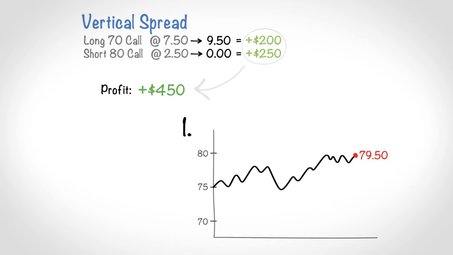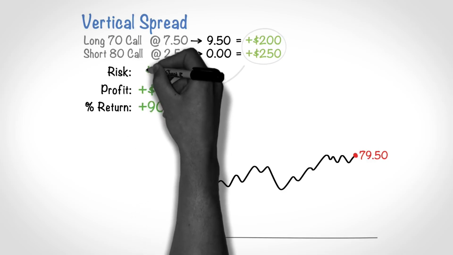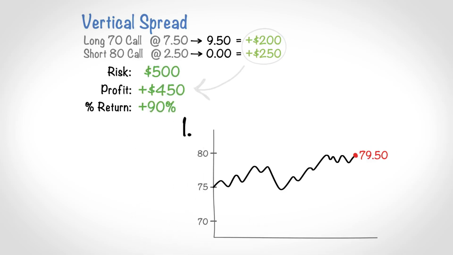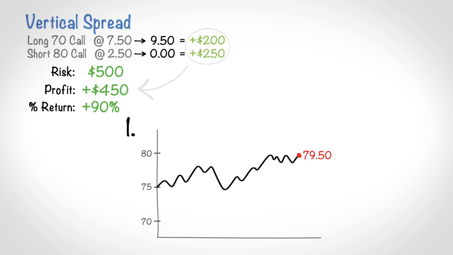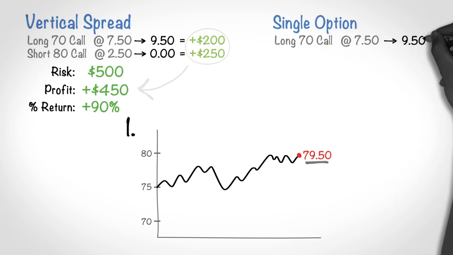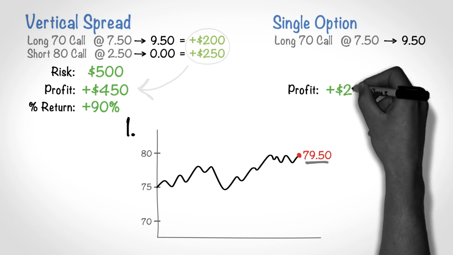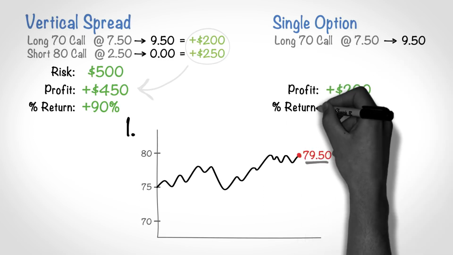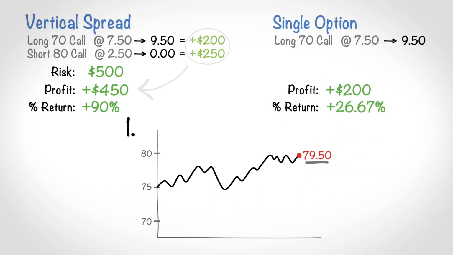Now remember, the net price we paid for the vertical spread was $500, so our return on capital was 90%. Our max risk was simply the net price we bought the spread for, which was $500. Now let's compare this to if we simply bought the 70 call for $7.50. With the stock at $79.50, our long call would be at $9.50, providing us with a profit of $200, so our return on capital was only 26.67%.